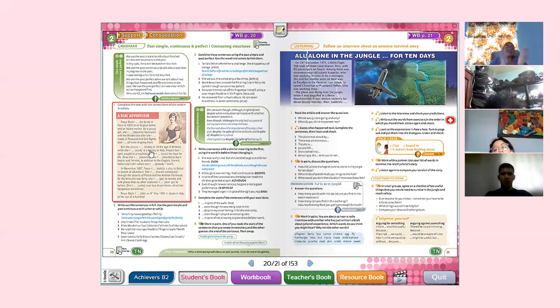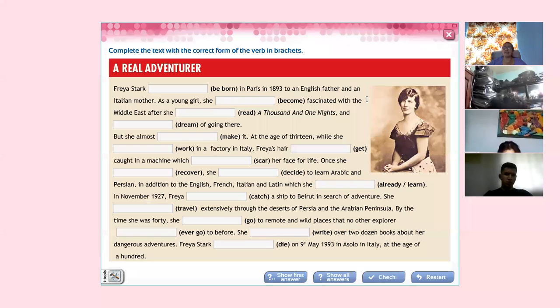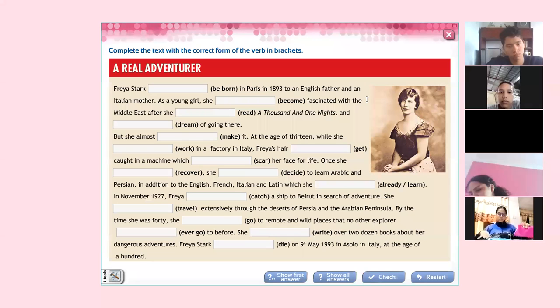Using this information, please, page 20. Page 20, please, everybody. Remember the exercise that we have in this part. Continue with the information, please, Lucas.